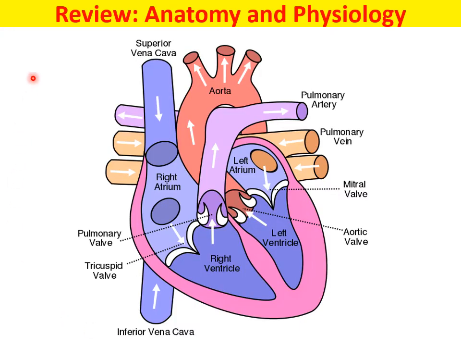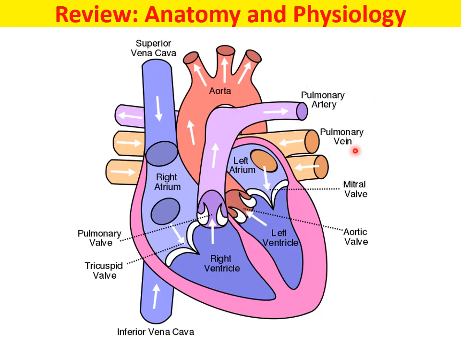So I've put this slide for a review of the anatomy and physiology of the heart. As all of you know the structure of the heart, it's divided into 4 chambers: the right atrium, right ventricle, left atrium, left ventricle. It has plenty of blood vessels. So it has the superior vena cava and the inferior vena cava, which bring blood into the right atrium. From there it is pumped through the tricuspid valve into the right ventricle, from where it is pumped into the pulmonary artery and it goes into the lungs.